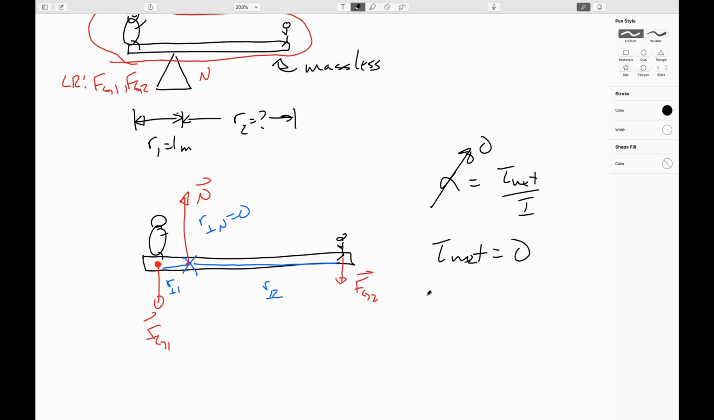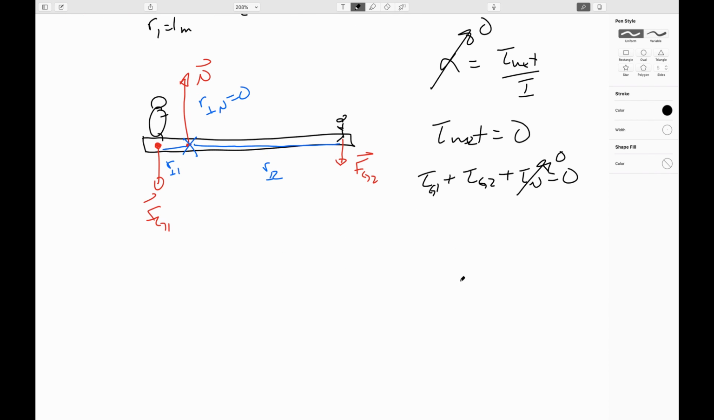So we've worked out that this will be the torque due to kid 1, gravity on kid 1, plus the torque due to gravity on kid 2, plus the torque due to the normal force. That has to equal 0. And the torque due to the normal force is itself 0. All right. So now when we write down the torques, remember, unless we say otherwise, that counterclockwise is positive and clockwise is negative.